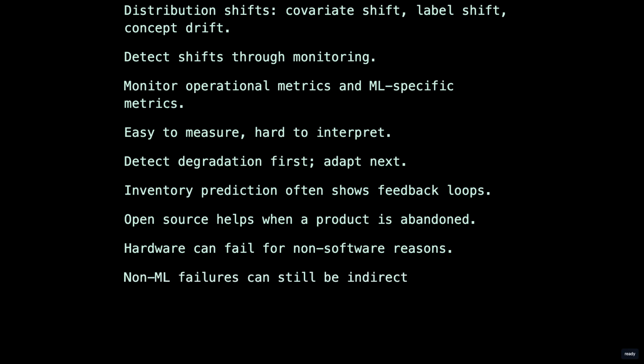A server crash may look like a normal infrastructure issue, but heavy ML workloads can raise the odds of that crash. That is why the boundary between ML and non-ML failure is useful, but never completely clean.